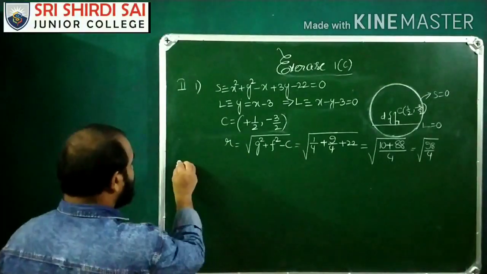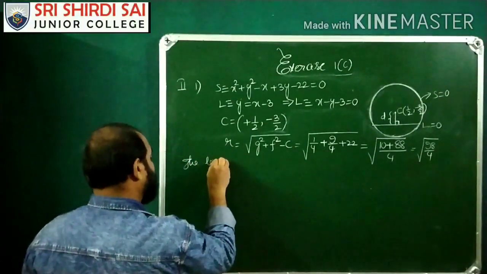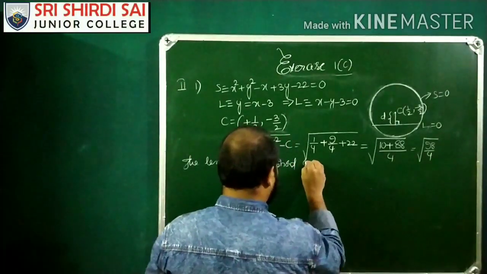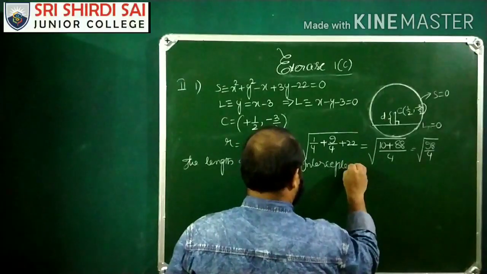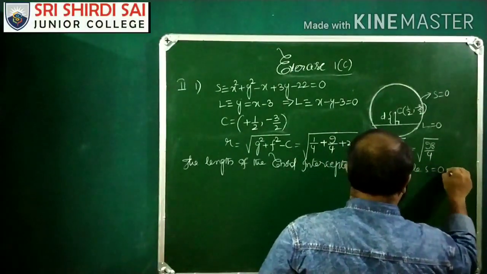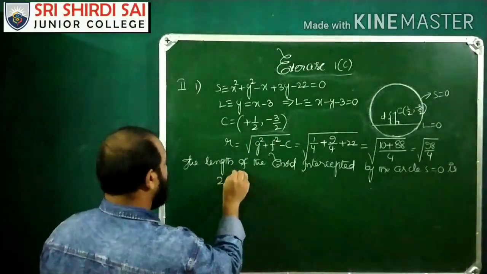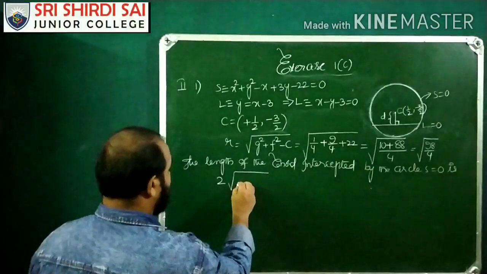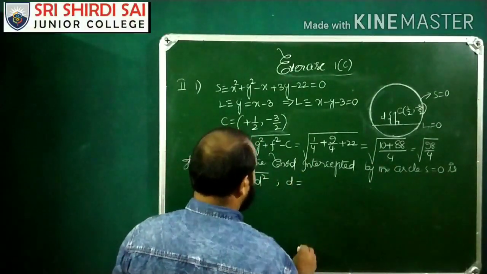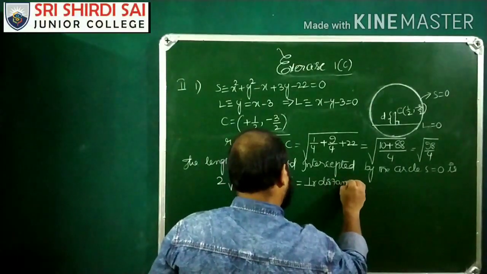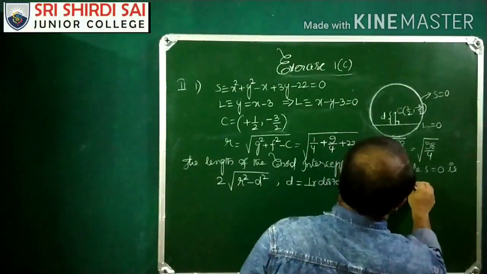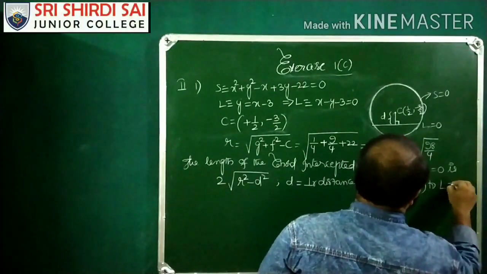Okay, and so what is the length of the chord intercepted by the circle S equals 0? It is 2 root of r square minus d square. So r is the radius and d is equal to what? The perpendicular distance from the center of the circle C (1 by 2, minus 3 by 2) to the line L equals 0.